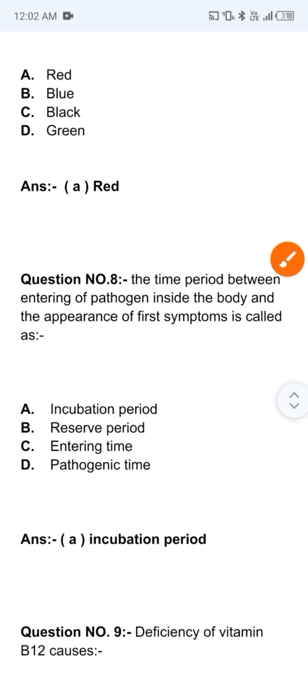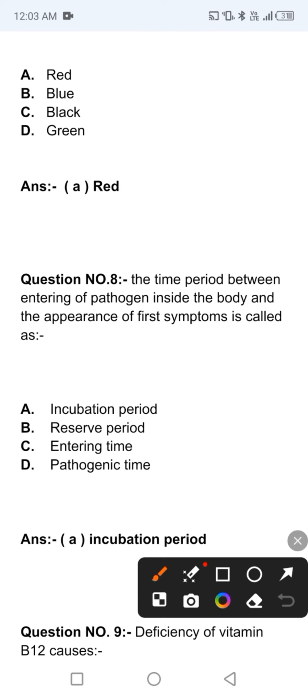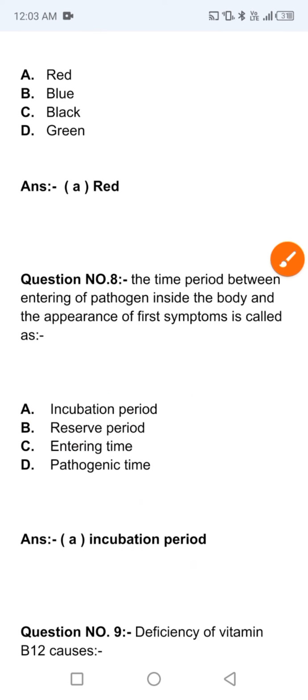Now move on. Question number 8: The time period between entry of a pathogen into the body and appearance of the first symptoms is called as? And here are the options: A, incubation period; B, reserve period; C, entering time; D, pathogenic time. And the correct answer is incubation period.